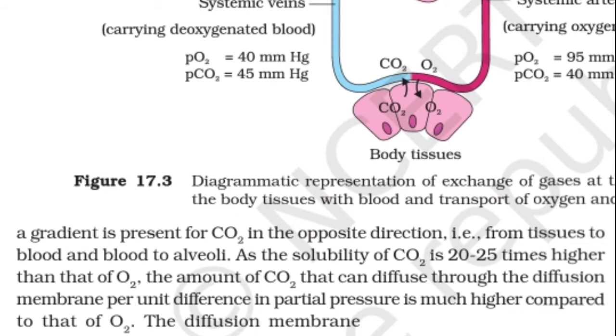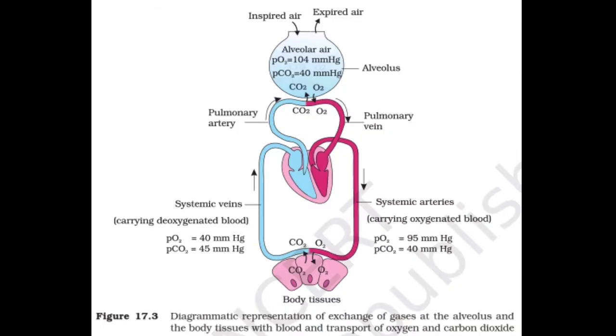As the solubility of CO2 is 20 to 25 times higher than that of O2, the amount of CO2 that can diffuse through the diffusion membrane per unit difference in partial pressure is much higher compared to that of O2. Figure 17.3. Diagrammatic representation of exchange of gases at the alveolus and the body tissues with blood and the transport of oxygen and carbon dioxide.